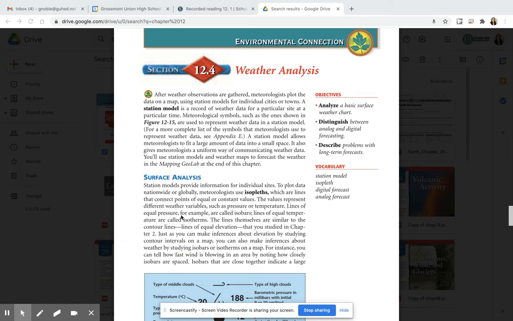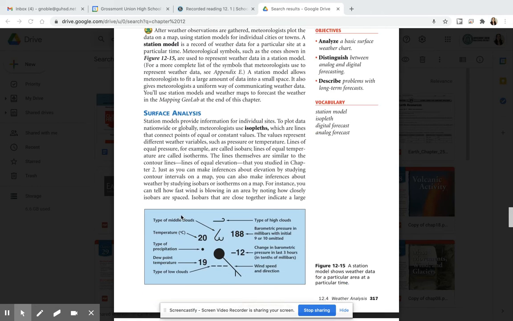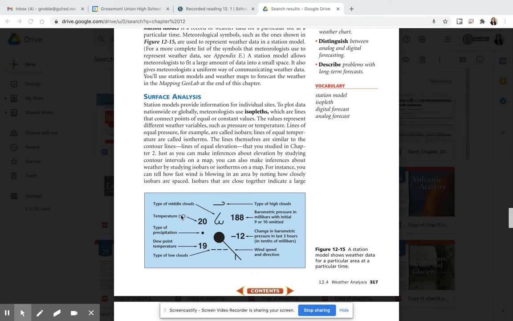You'll use station models and weather maps to forecast the weather in the Mapping GeoLab at the end of this chapter. Surface analysis. Station models provide information for individual sites. To plot data nationwide or globally, meteorologists use isopleths, which are lines that connect points of equal or constant values.